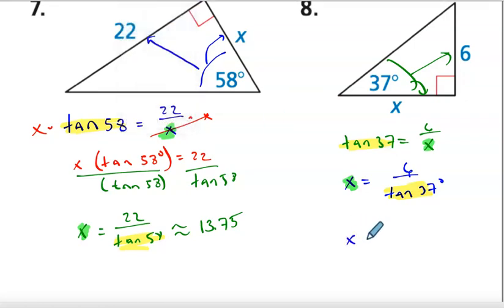Alright, so after you've applied the algebra a few times, you can see that it's great. So I'm going to plug that in. 6 divided by the tangent of 37 degrees, and x is approximately equal to 7.96. Alright, so there's the first 8.